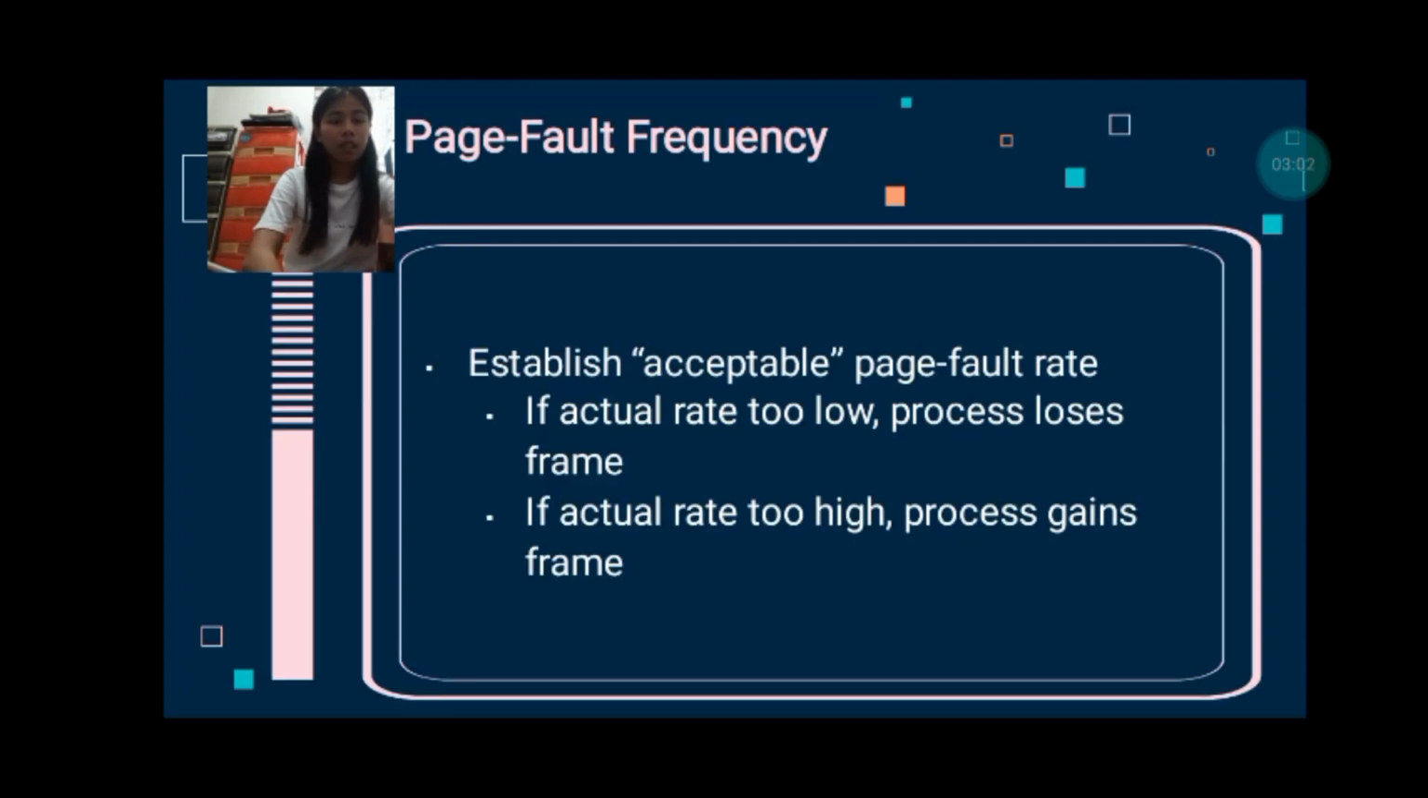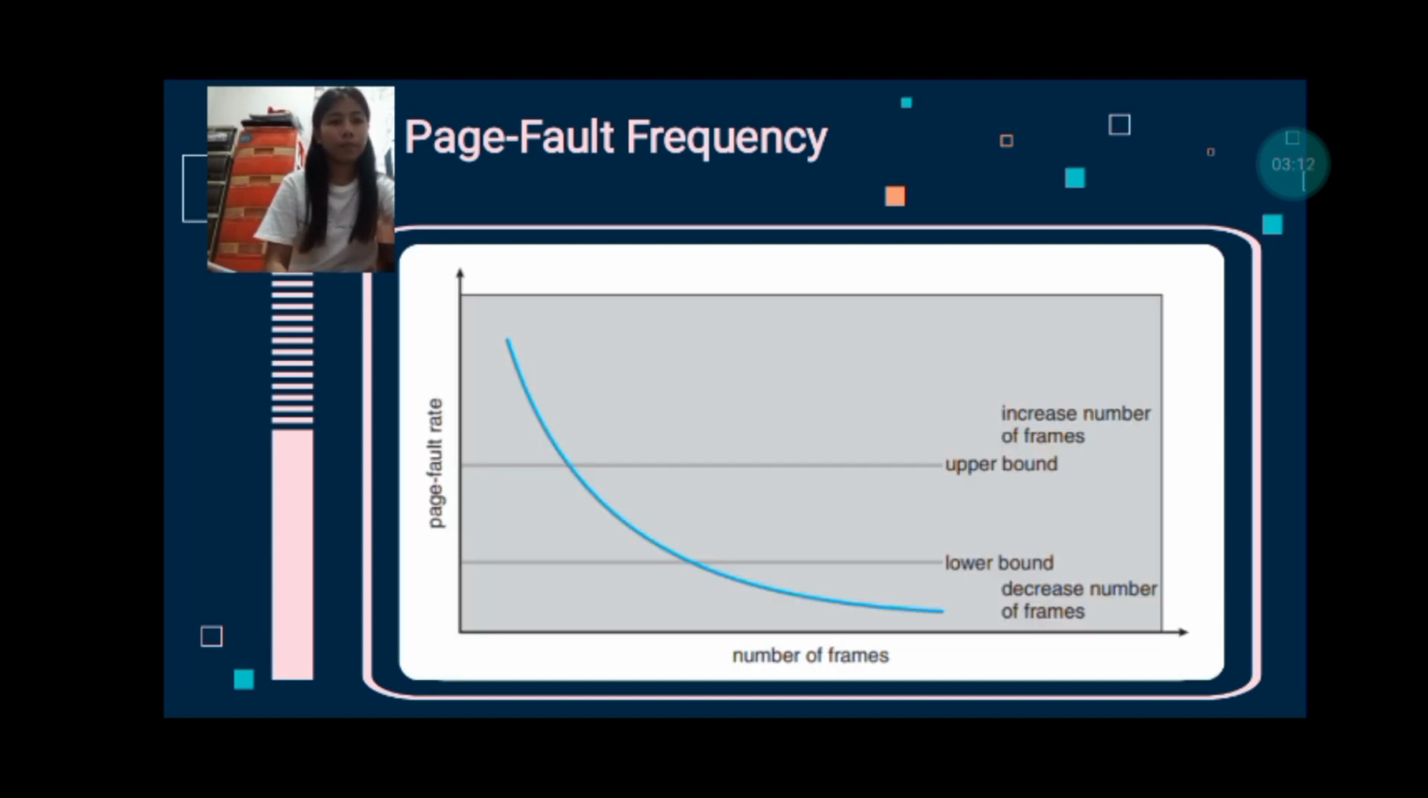Establish an acceptable page fault rate. If the actual rate is too low, the process loses a frame. If the actual rate is too high, the process gains a frame. So, page fault rate versus number of frames: above the upper bound, increase the number of frames; below the lower bound, decrease the number of frames.